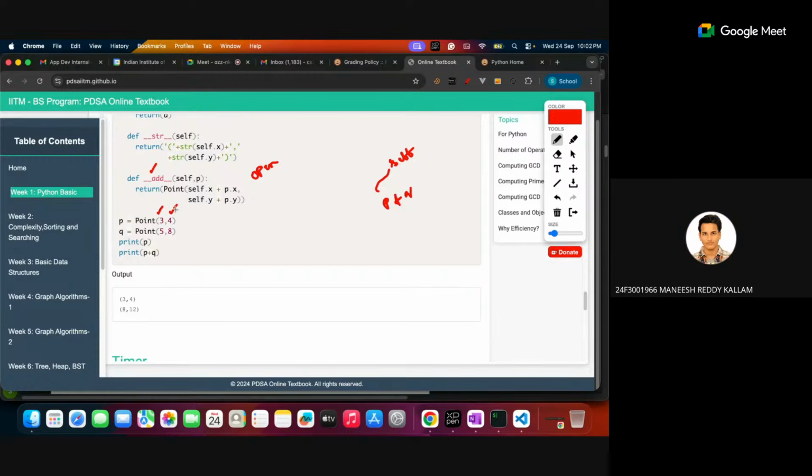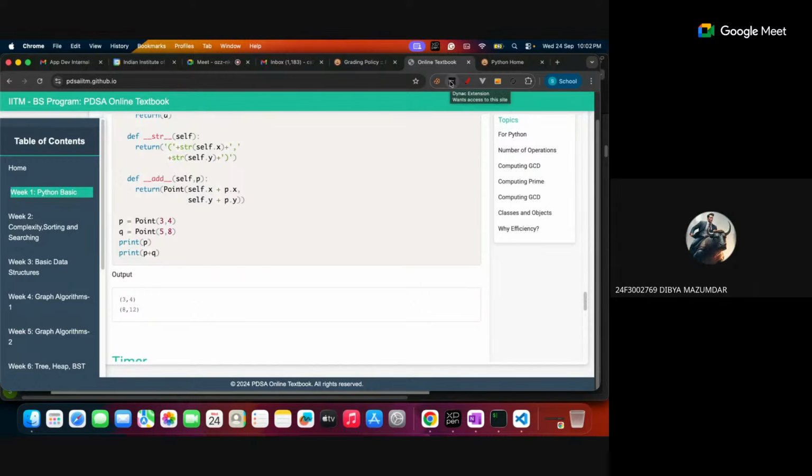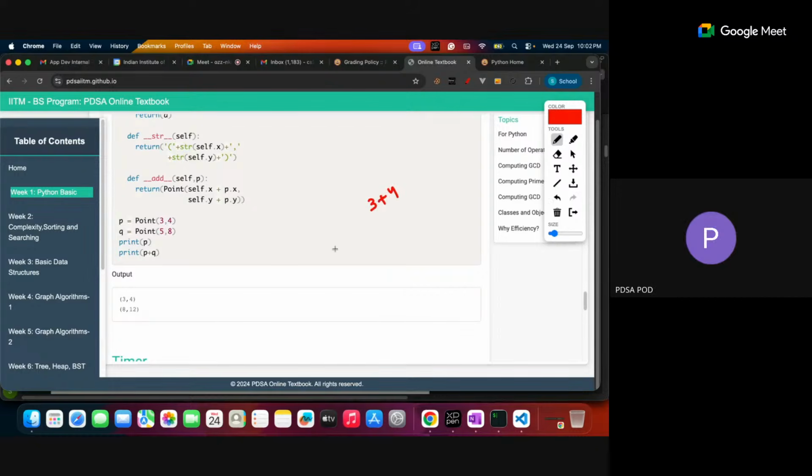If you are doing Q plus P, Q is considered as self because the first operand is considered as self, since it's a binary operation. If it is 3 plus integers, that's a built-in operation. These are user-defined objects; these are not data types.